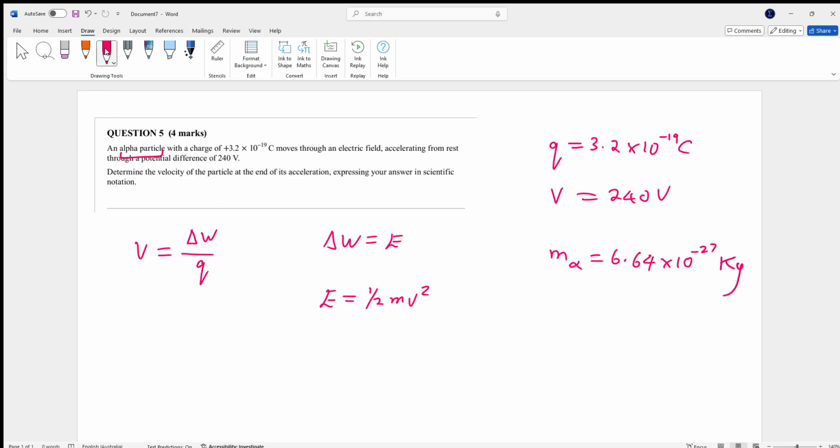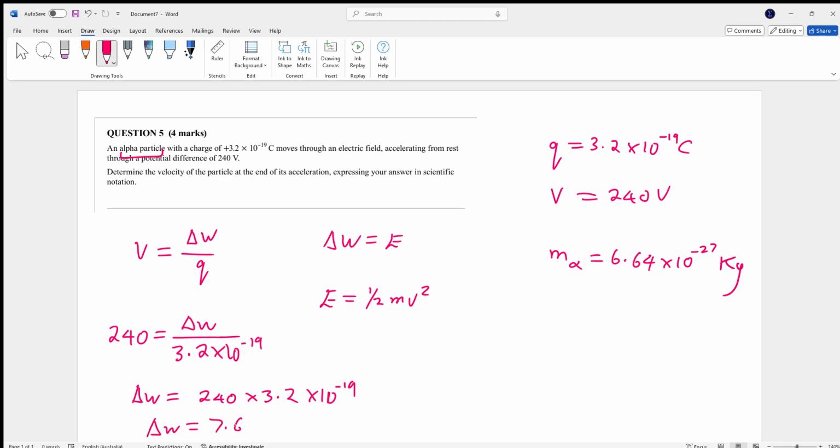You could use equations of motion as well. So here we'll set that equal to 240. So 240 equals change in work over the charge, which is 3.2 times 10 to the negative 19. Then you want to rearrange it to get the work or the energy by itself. So the work is 240 times 3.2 times 10 to the negative 19. Then you'll put it into your calculator. This gives us the work or the energy, which is 7.68 times 10 to the negative 17, and that's in joules.